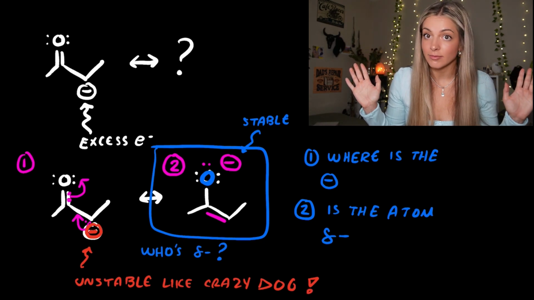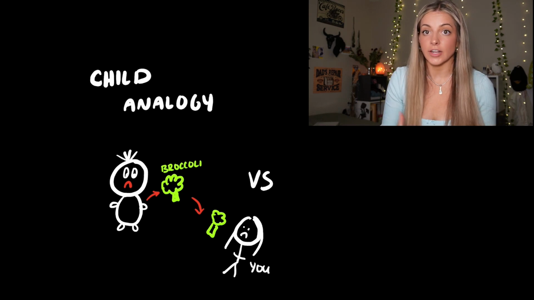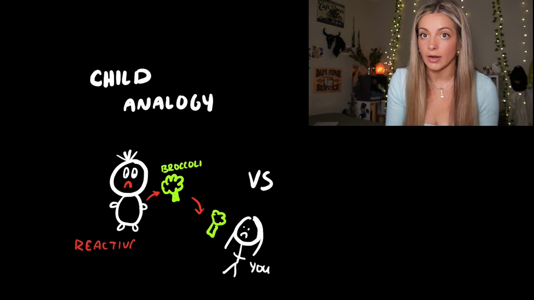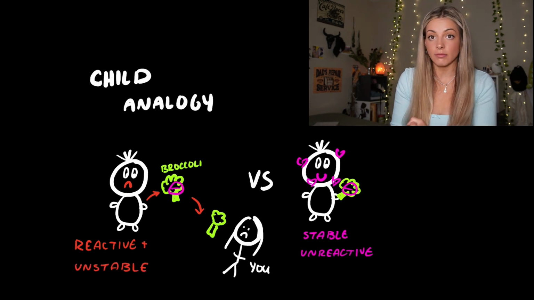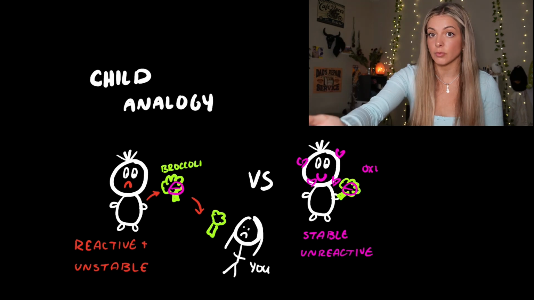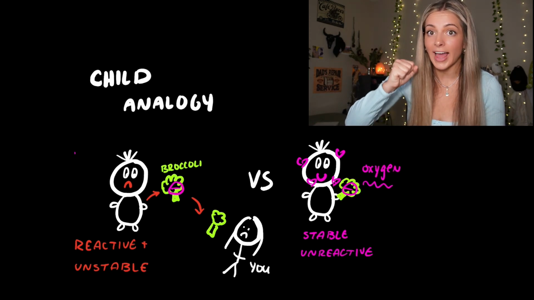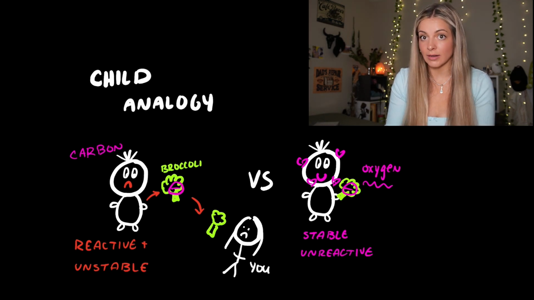So it's reactive. We can also relate stability to a child. So consider a child that hates vegetables. If you give it a piece of broccoli, it might throw it in your face and get really angry and start crying. So this child would be reactive and unstable. But if you had a little kid that loved vegetables and you gave it a piece of broccoli, it might be really, really happy and eat the broccoli and smile and laugh. So here, the broccoli would represent the negative charge, and the child would represent the atom.